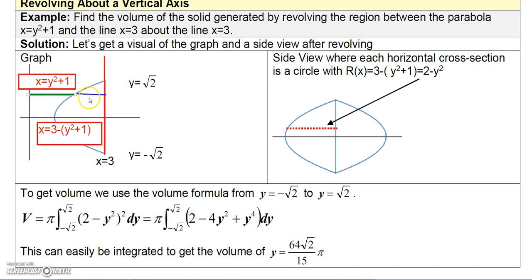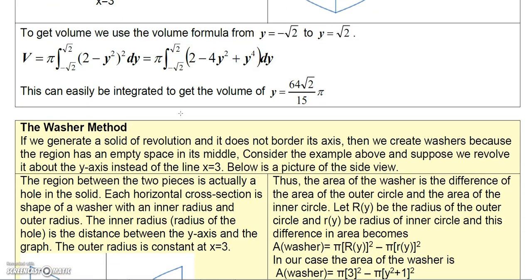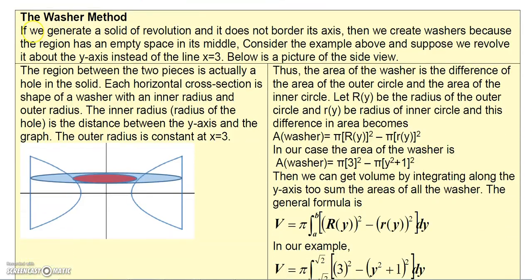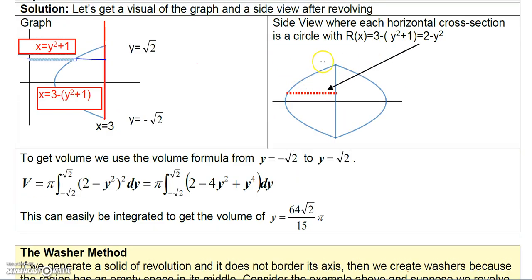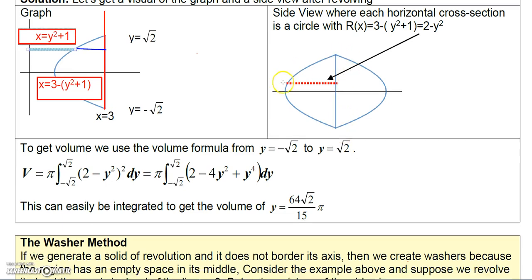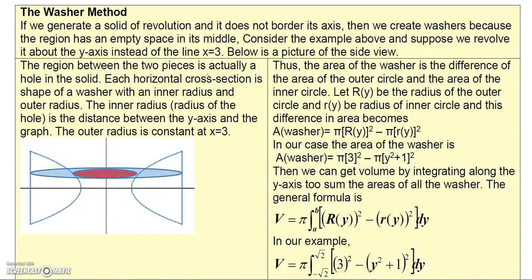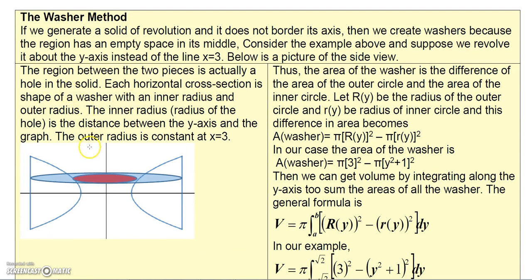Now the reason I wanted to show you that is because I want to talk about the washer method. The washer method says if we generate a solid of revolution and it does not border its axis, then we create washers. See, this example up here, this figure actually borders the axis. But if it doesn't border the axis, then there's actually going to be a hole in between it.